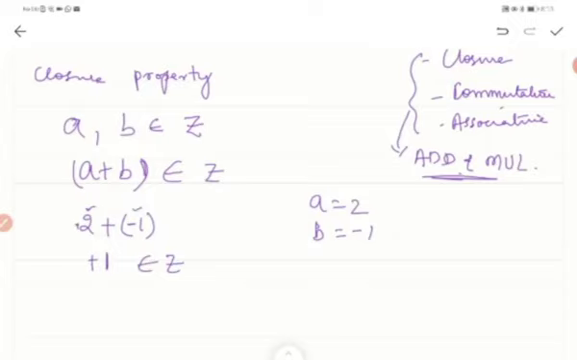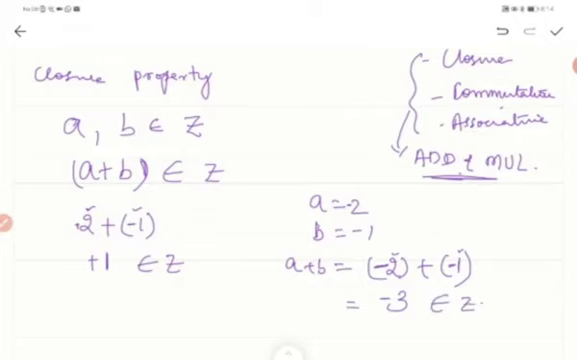Let me take one more. If I take a equal to minus 2 and b equal to minus 1, my a plus b will be equal to how much? Minus 2 plus minus 1. How much will I get? I will get minus 3, isn't it? Minus minus is there, so you will add the weights. So 2 plus 1 will be 3 and the sign will be negative. So this minus 3 belongs to Z, isn't it? So under addition, this closure property is true for integers.